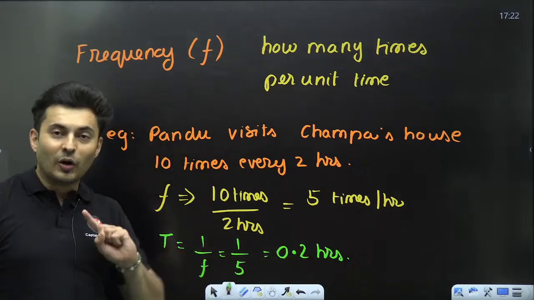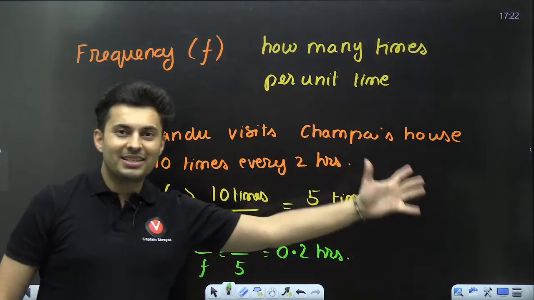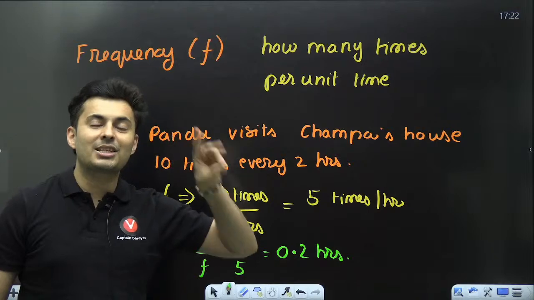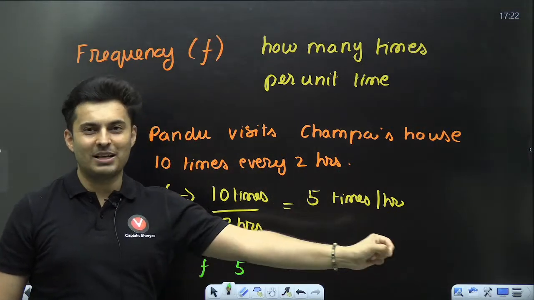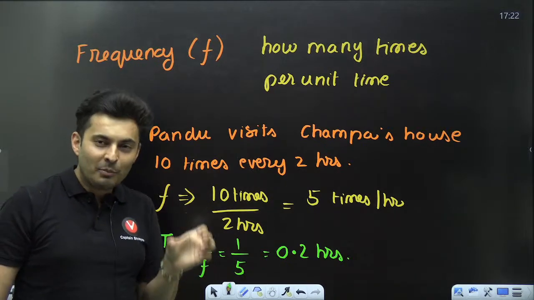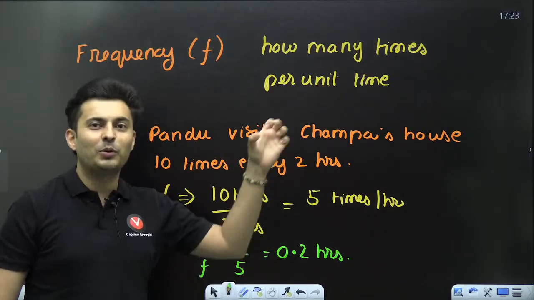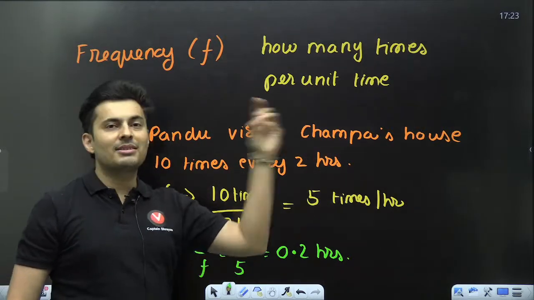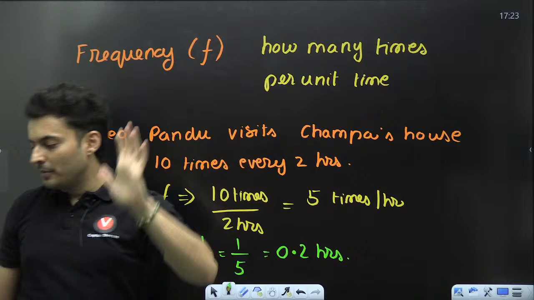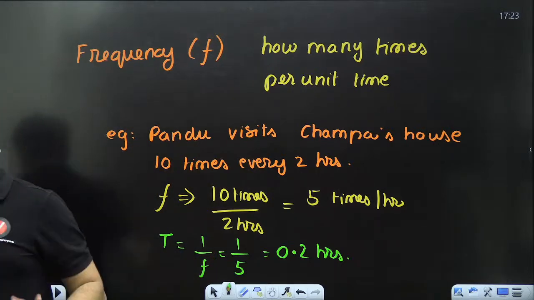So for Pandu to visit Champa's house, every time it takes 0.2 hours. Every 0.2 hours he is visiting Champa's house. So in 1 hour, 0.2 will come 5 times. So he will visit 5 times in 1 hour. Is that understood? Give me a thumbs up.